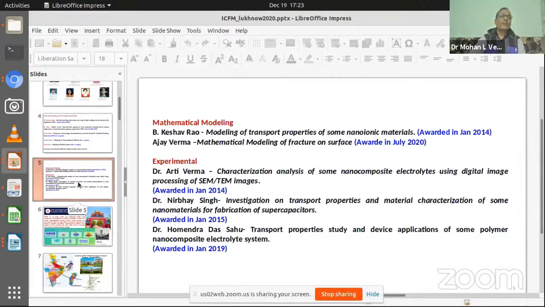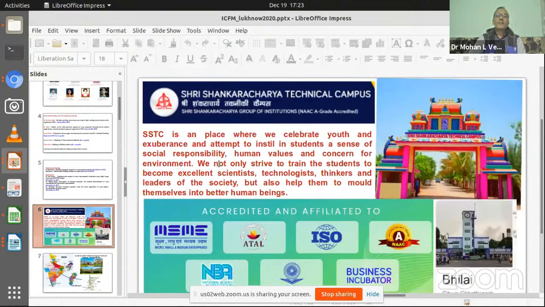And continuously from 2012, my DFT-based studies are under progress. This is my institution. I am from Sri Shankaracharya Technical Campus, Bhilai. This is now an autonomous institution affiliated with CSVTU, Chhattisgarh Swami Vivekananda Technical University.